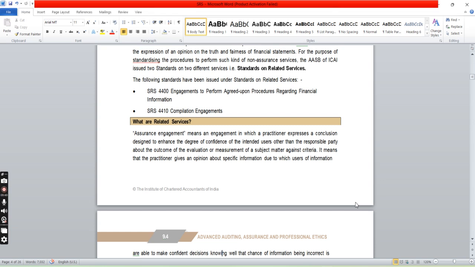So currently we are reading about the related services. Now we are bifurcating what is assurance services and what will be non-assurance. So what actually is an assurance engagement? It means an engagement in which a practitioner expresses a conclusion which is designed to enhance the degree of confidence of the intended user other than the responsible party about the outcome of evaluation and measurement of subject matter against the criteria.